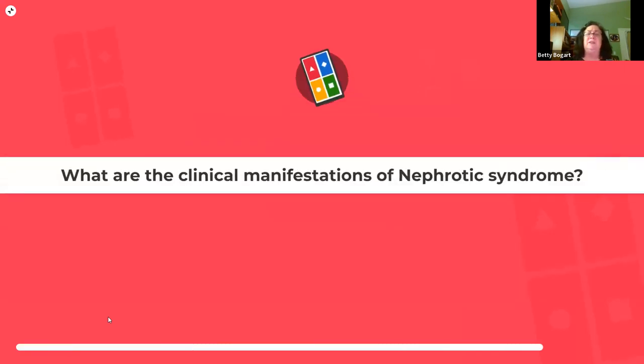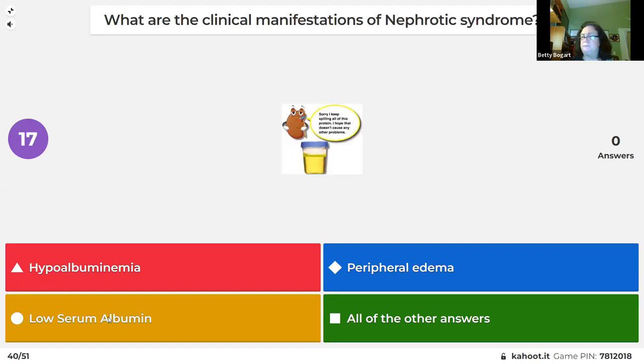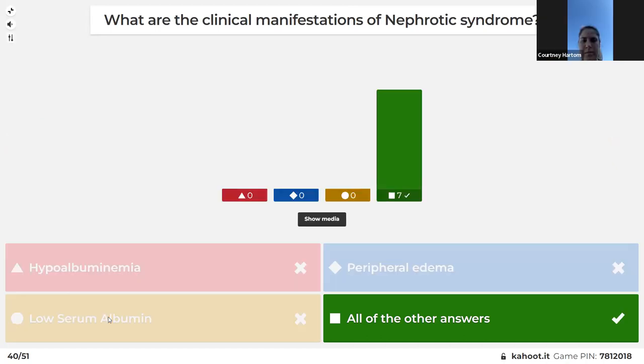What are the clinical manifestations of nephrotic syndrome? And remember, nephrotic syndrome is not renal failure. So it's hypoalbuminemia. All the proteins of the body are gone. Low serum albumin, which is basically the same thing as hypoalbuminemia, you're going to see all of your protein in your urine, proteinuria, and because of that, all the fluid shifts into the interstitial spaces. Again, how do we treat this? Well, steroids, and then monitor fluid intake, and salt also.